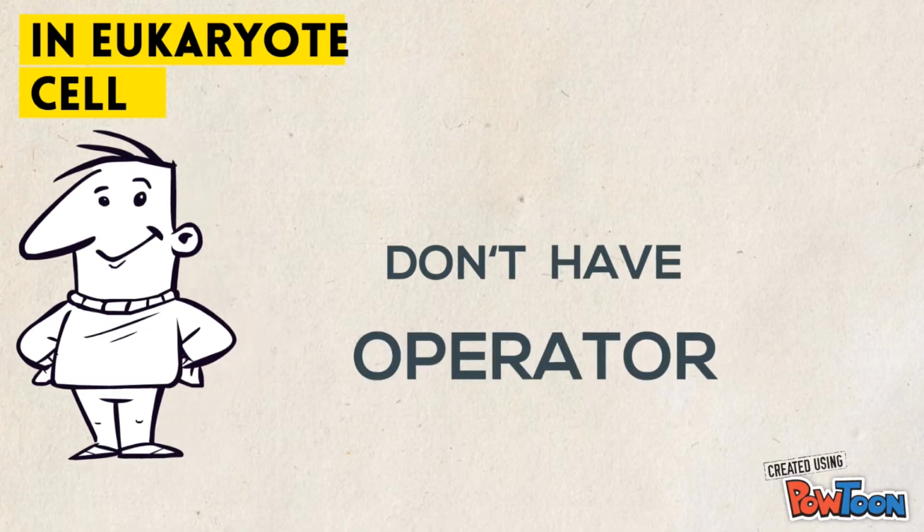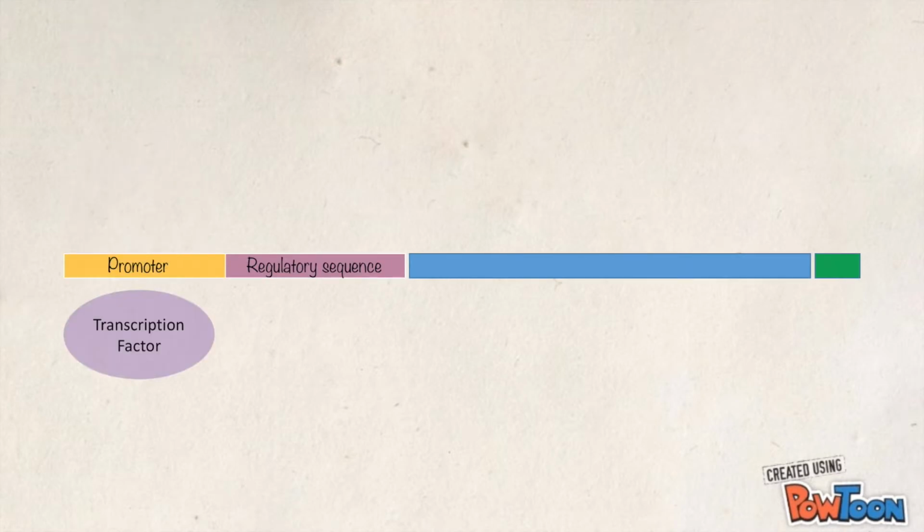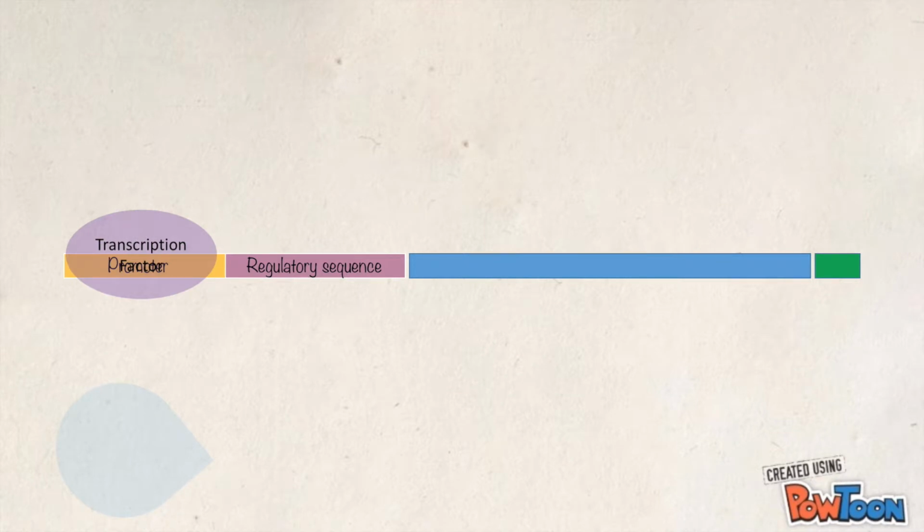First, we don't have an operator. Sad, isn't it? But fortunately, we got something else called the transcription factor, which will bind to the regulatory sequence on DNA that's next to the promoter. We know that once the RNA polymerase binds to the promoter, it will form a TIC.